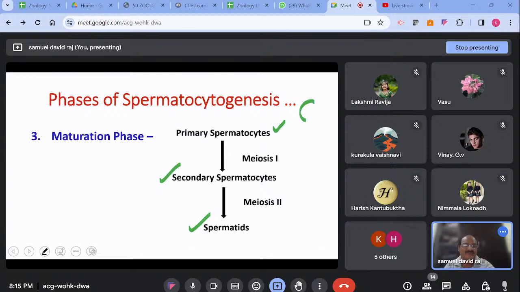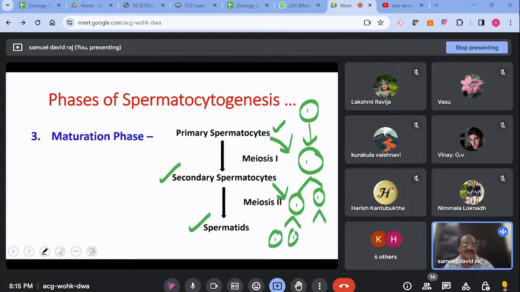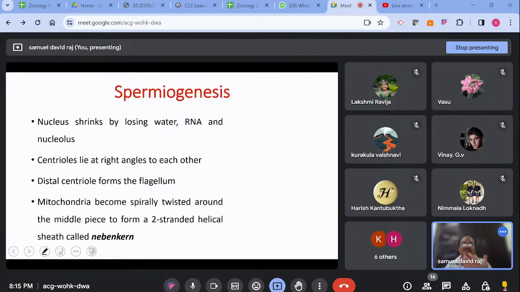So thus, from one spermatogonium, which increases to produce one primary spermatocyte, that undergoes first meiosis to produce two secondary spermatocytes that divide to form four small sized cells which are not differentiated yet, called spermatids. This is what spermatocytogenesis is.